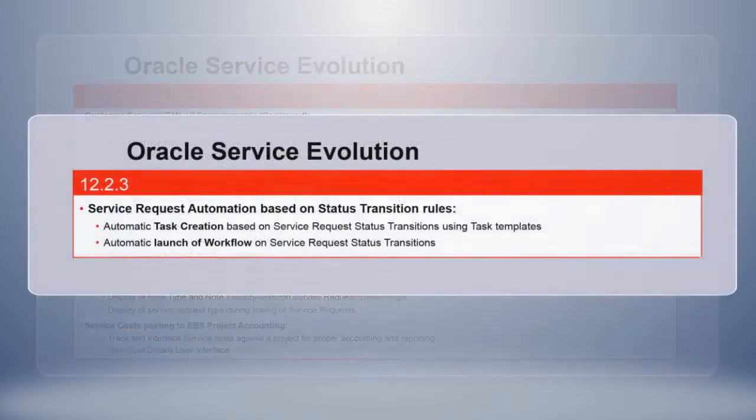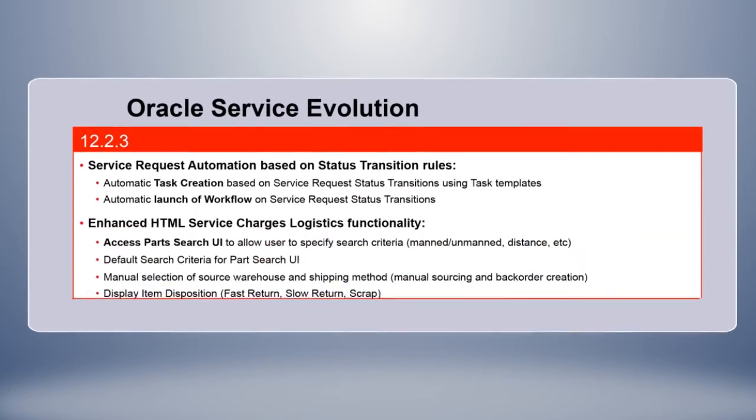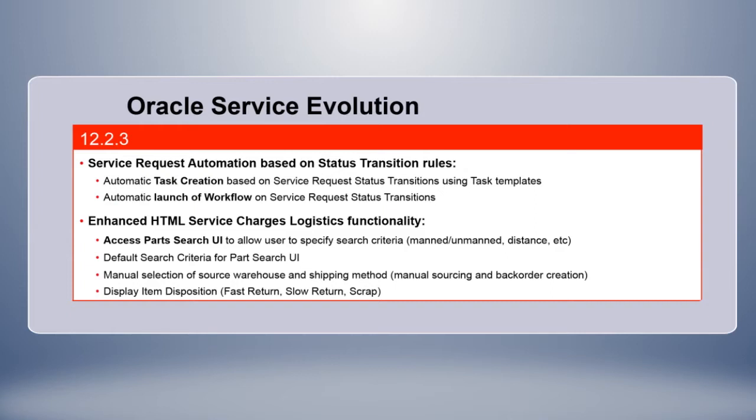A few other things we did in 12.2 in the service area: we improved our automation by allowing automatic task creation and automatic launch of workflows based on status transition rules. So if a service request goes from a new status to a diagnosed status, or from a diagnosed status to a field service execution status, we have the ability to automatically create tasks and launch workflows. We think this provides a great deal of flexibility for customers to design a service solution that matches their particular flows and requirements.